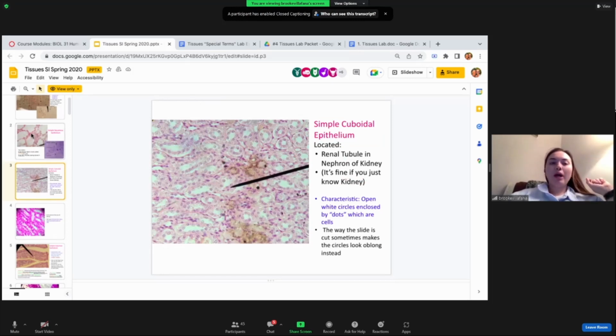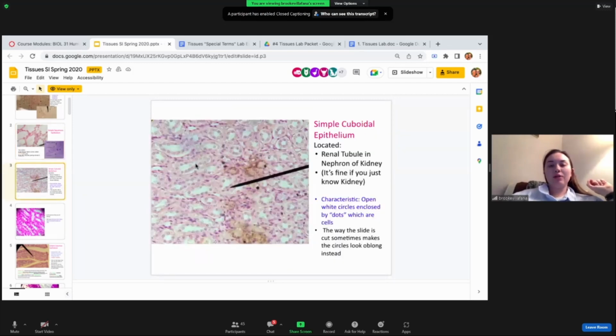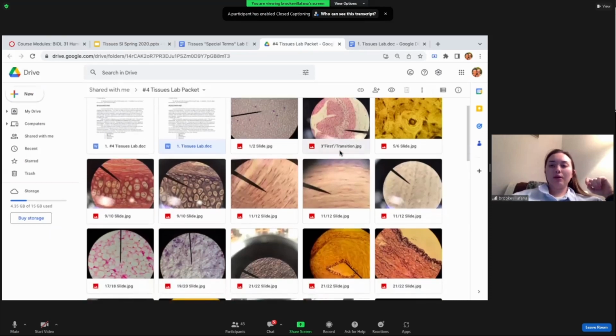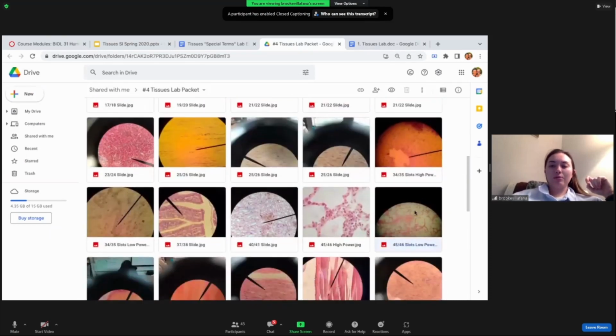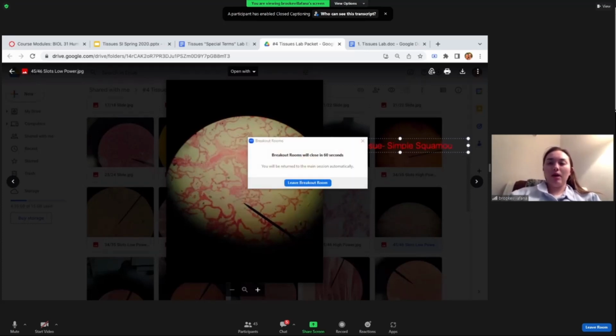So these two were kind of easy, right? We kind of feel like we get the idea of how this looks. Sometimes when students are first learning, they typically all get the question, how do you tell the difference between this simple cuboidal and this simple squamous? They both have kind of these openings, these circles. So let me pull up another example or two and then hopefully it'll clear it up. So this is lung tissue looked at from a lot further away. So in this example, lung tissue, this is simple squamous epithelium, right?